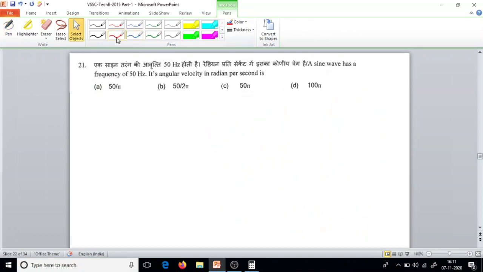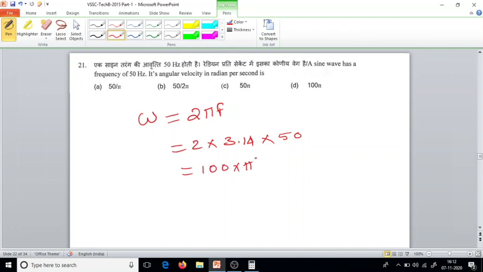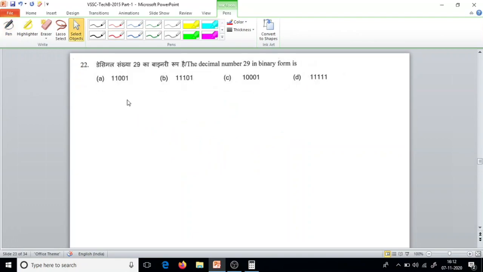Question number 21. A sine wave has a frequency of 50 Hz. Its angular velocity in radian per second. If you ask angular velocity or angular frequency, use the same equation. Omega equal to 2 pi f. What is the value of pi? 3.14. What is f? f is 50 Hz. So it is 2 times 50, which is 100, and pi is 3.14. So it is 100 pi. Answer is option D.